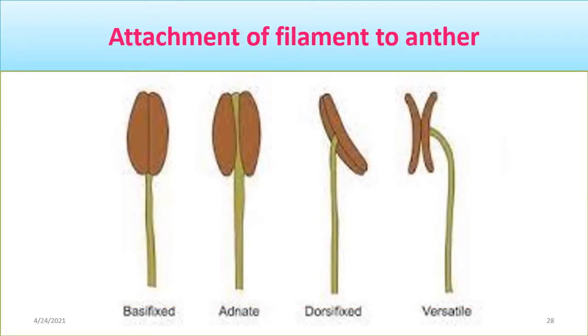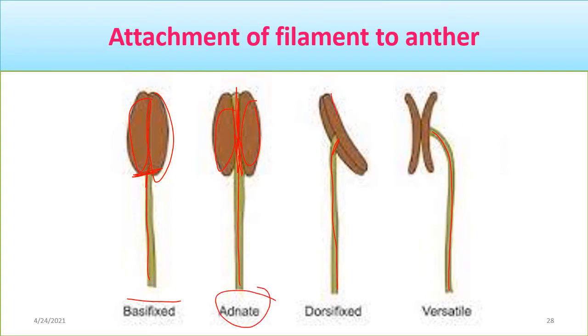Next characteristic is attachment of filament to anther. So this is filament, this is filament, this is filament, this is filament, and these are anther lobes. If you look at the first case, this filament is attached to the base. So this is basifixed. This filament is just above the anther lobe. This is an anther lobe, this is another anther lobe, but above the anther lobe this filament is growing. This is called adnate.